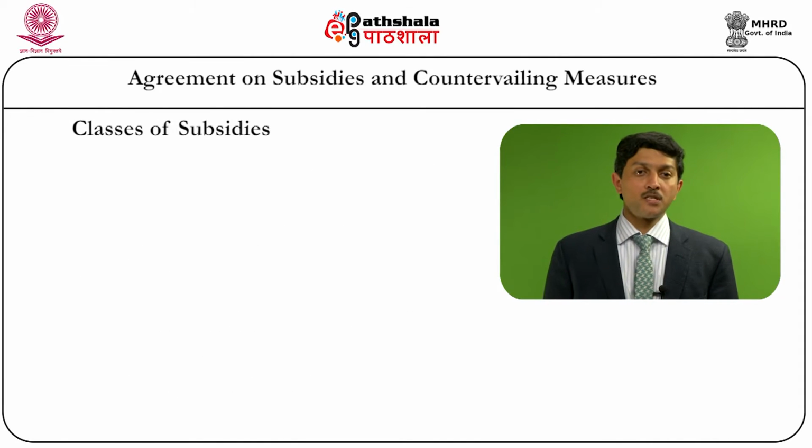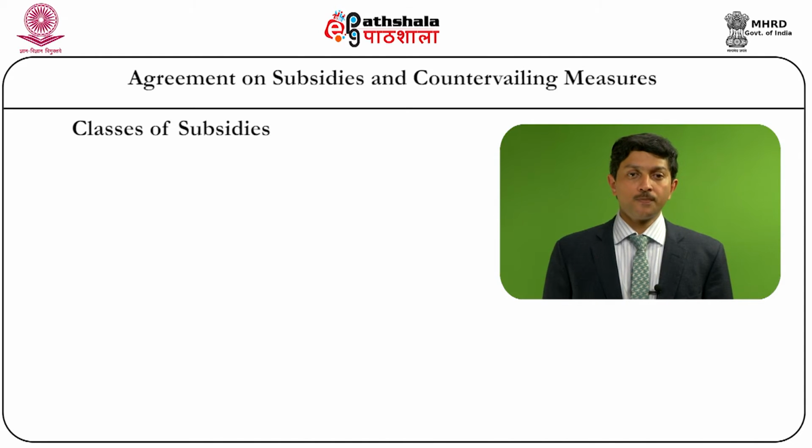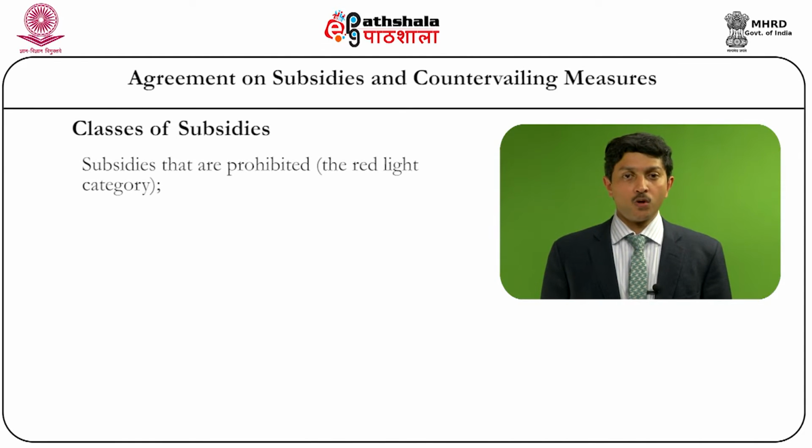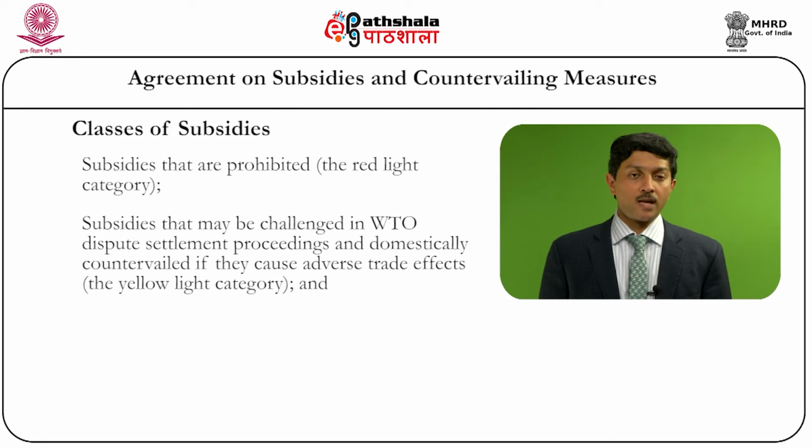The classes of subsidies mentioned in the SCM agreement include the prohibited category, which is called the red light category. All kinds of export subsidies and import substitution subsidies are prohibited categories of subsidies. Then it also includes the yellow light category. That includes subsidies provided by some of the national governments to certain sectors, and these sectors cause certain adverse effects. They can be challenged before the WTO or be the subject matter of a CVD investigation.